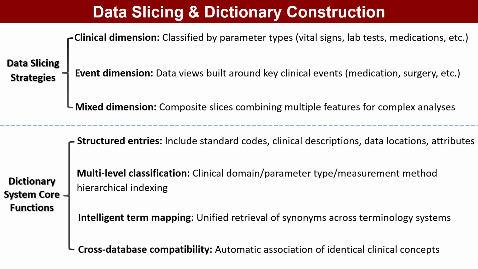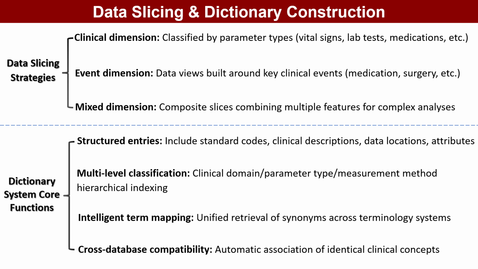This study designs a multidimensional data slicing strategy for diverse clinical research needs: clinical dimension slicing, dividing data by parameters like vital signs, tests, and medication; event dimension slicing, building views around key events such as intubation, medication, and surgery; and hybrid dimension slicing, combining features into composite slices for complex analyses.